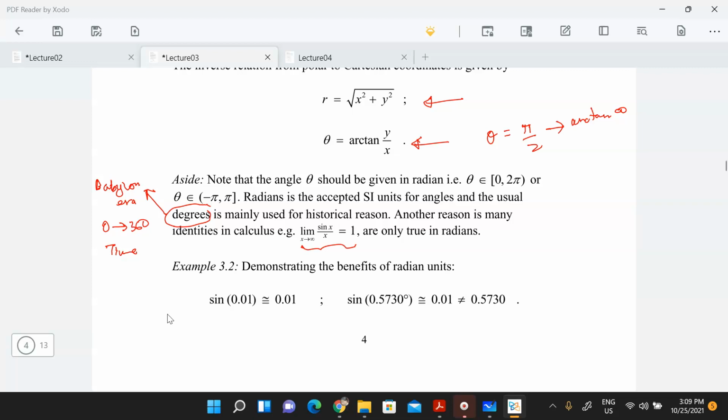The idea here is that your radian is better because it's actually a ratio of length. So in other words, radians are dimensionless.